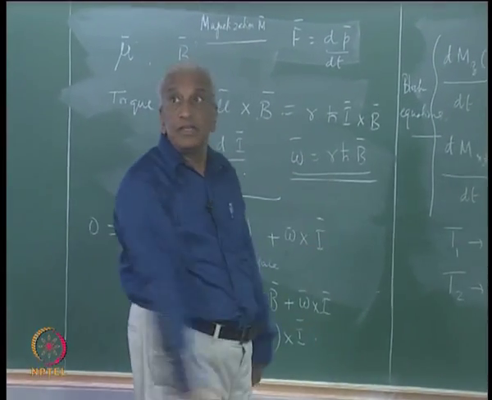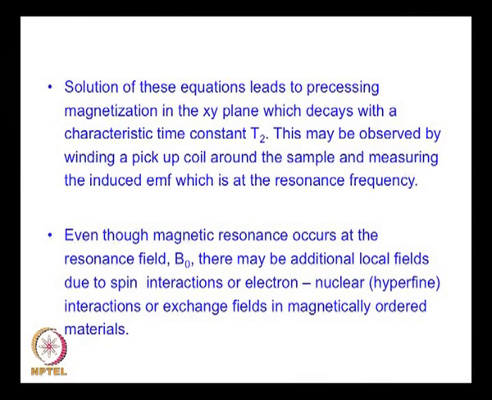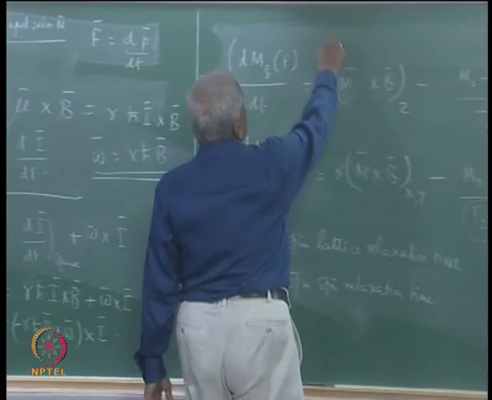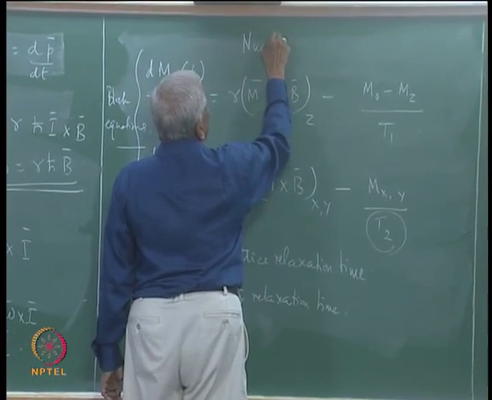Solution of these equations in any given situation leads to a precessing magnetization in the xy plane, which decays with a characteristic time constant T2. And if there is a precessing transverse magnetization component, if you wind a pickup coil around the sample, one can measure the induced EMF via Faraday law, which is at the resonance frequency. So, this is the phenomenon known as nuclear induction.